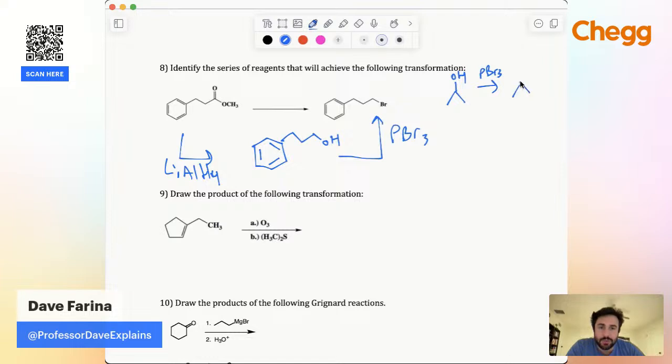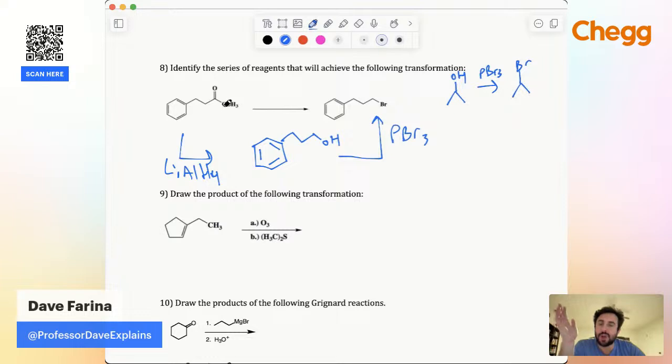PBr3 will go to alkyl bromide. We have others, SOCl2, right? There are these reagents that we just kind of memorize that achieve these very common transformations. Why do we want to go from hydroxyl to a bromo group? Maybe we want to do an elimination and we don't want to use acid catalysis and have to deal with carbocation intermediates and things like that. There are different reasons that we would want to have a bromo group on there instead of a hydroxyl for the next synthetic step, whatever it is.